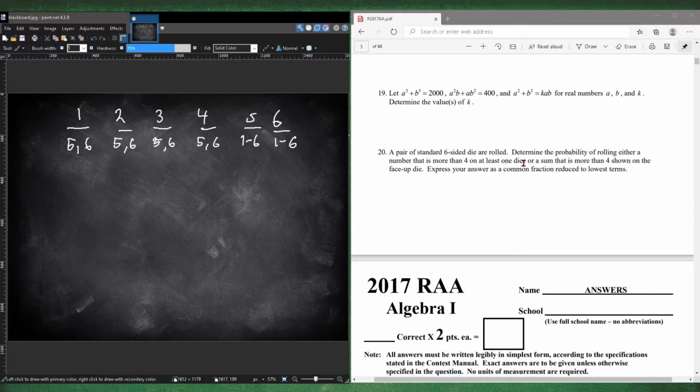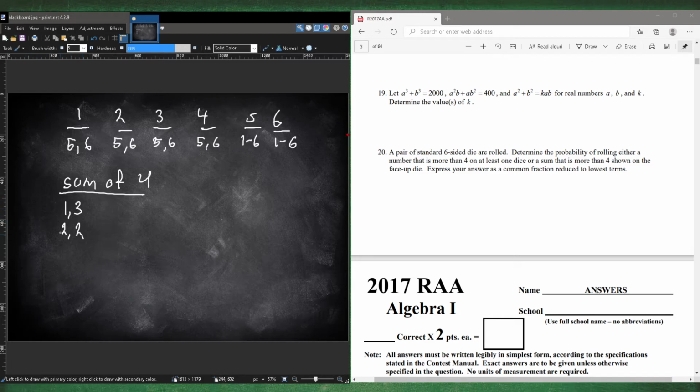Okay, now let's look at the second possibility, or a sum that's more than 4. Well, obviously all these numbers are more than 4, so we know all of these work. So let's just find what other ones also work. So what makes a sum of 4? To get a sum of 4, let's say there's a 1 and a 3. That makes 4. What else can you do to get 4? Well, 2 and 2. That makes a sum of 4.